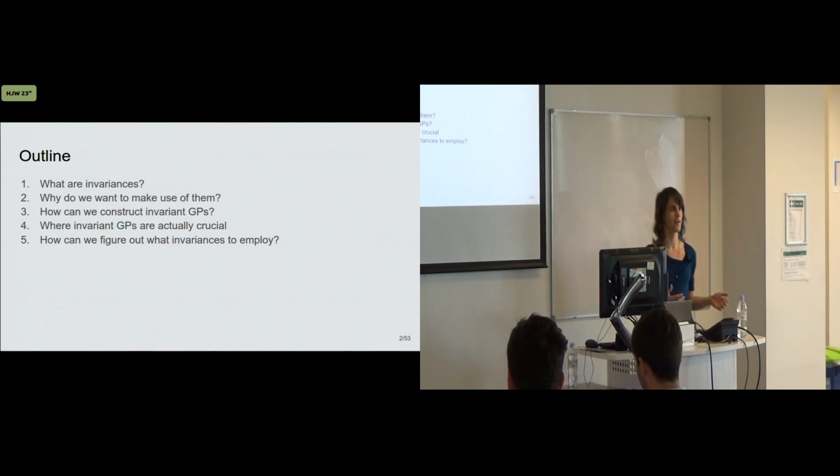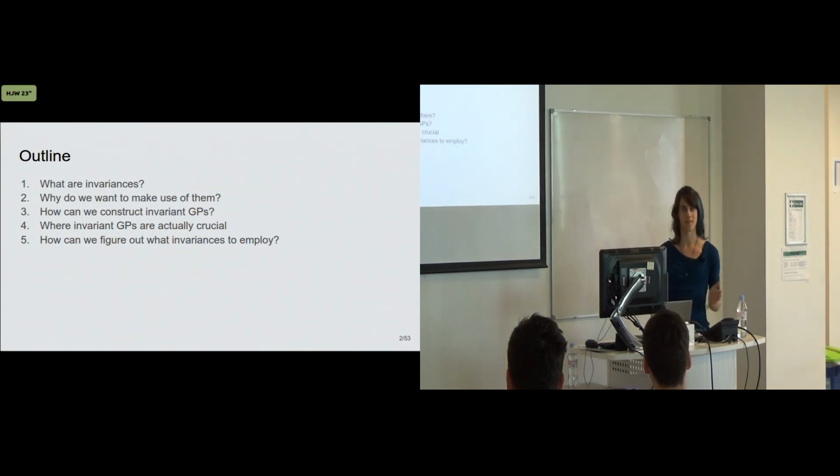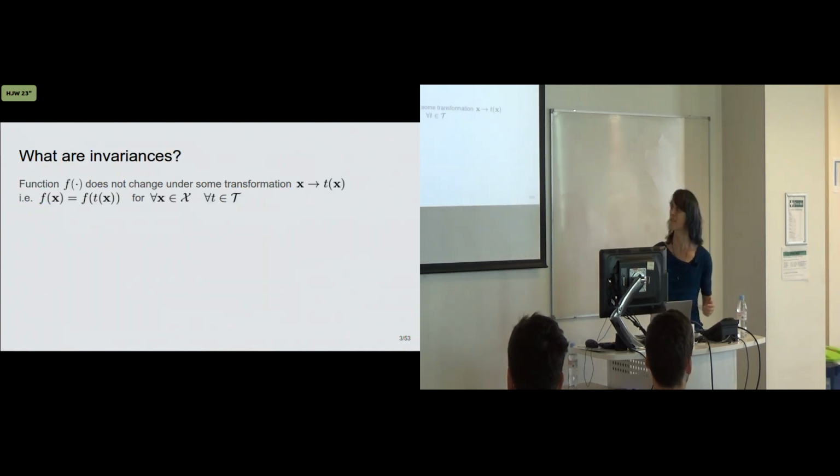I'll give some real-world applications of where putting invariances into a Gaussian process model is crucial to actually get it to work at all. And at the end, leading towards Mark's half of the talk, discuss how can we tell whether putting an invariance into our model is a good thing or not. So first, what are invariances?